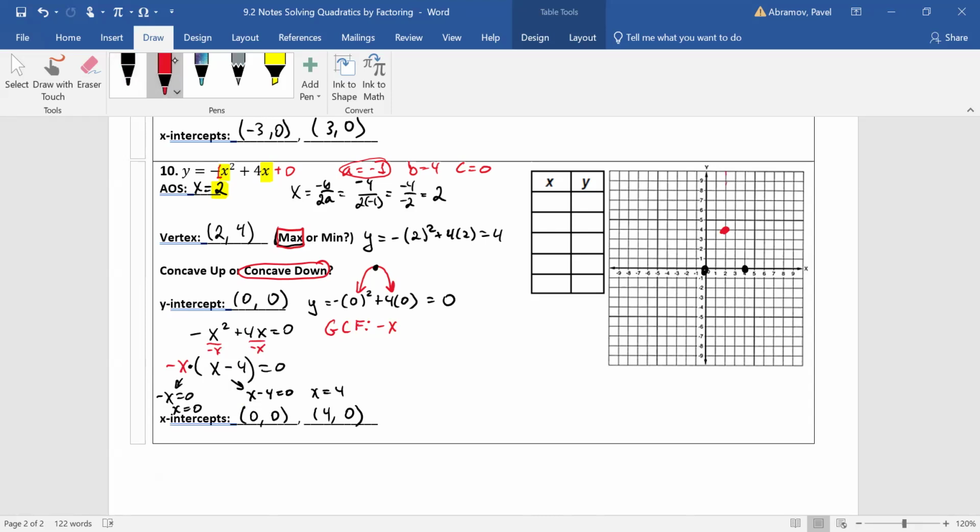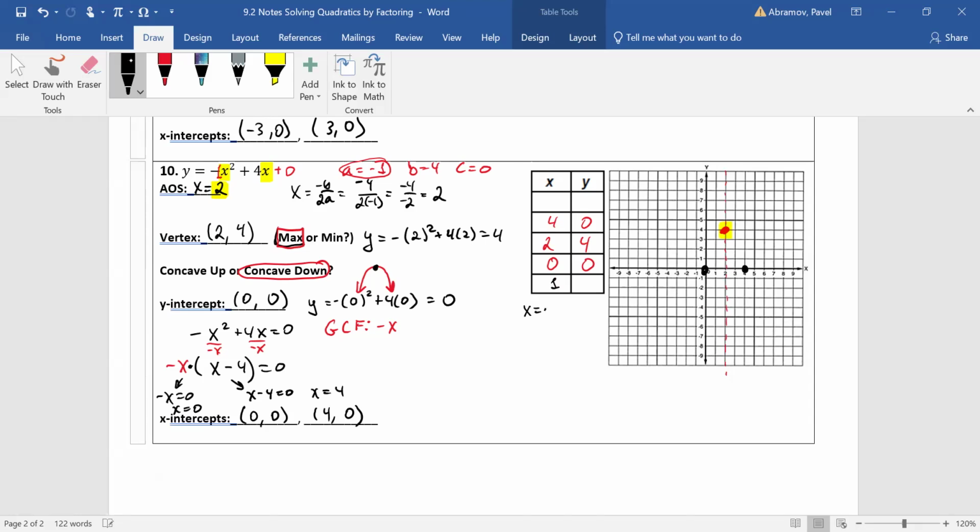Remember, we have the axis of symmetry going through the vertex. So notice that we already have two symmetrical points. So we have the vertex, which is 2, 4, and we have two symmetrical points, which is 0, 0, and 4, 0. We still need one more point. Well, we'll pick the closest one to 2. So we'll pick the closest one to our vertex, which would be probably 1. So we can use 1 right here.